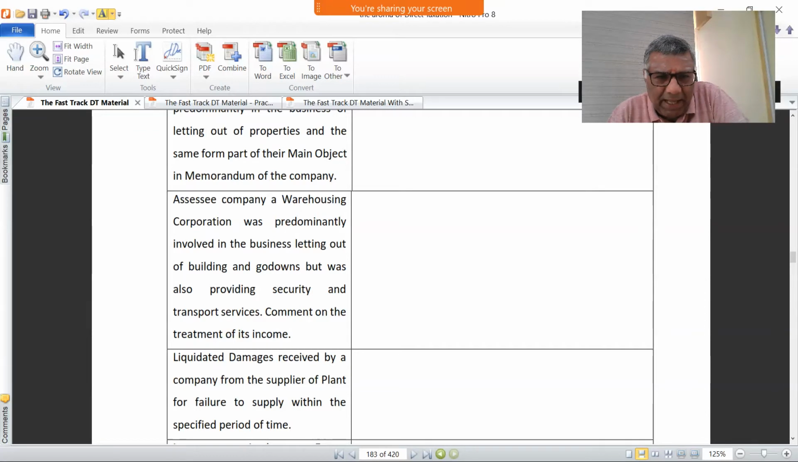Assessee company, a warehousing corporation, was predominantly involved in the business of letting out buildings and godowns, but was also providing security and transport services. NDR Warehousing: business income. Not only the services or object clause, but also it is providing additional amenities.